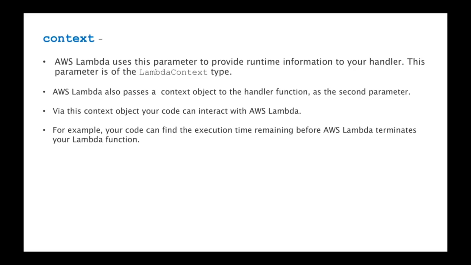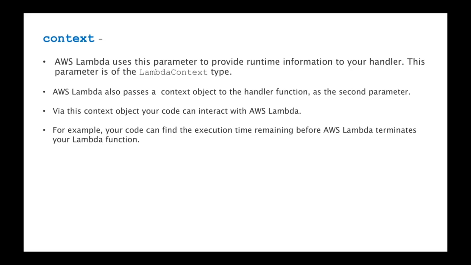The third one is context. AWS Lambda uses this parameter to provide runtime information to your handler. This parameter is of the Lambda context type. So Lambda also passes a context object to the handler function as the second parameter. You already saw the sample code. With this context object, your code can interact with Lambda itself. So when you write code, you are using two pieces of data. One is event data, another one is context data, and then you do whatever you want to achieve with your code.